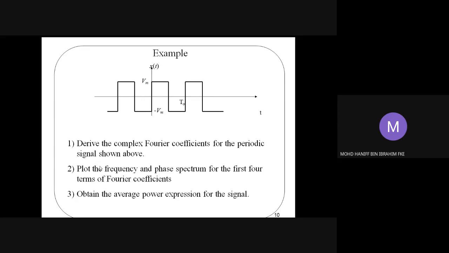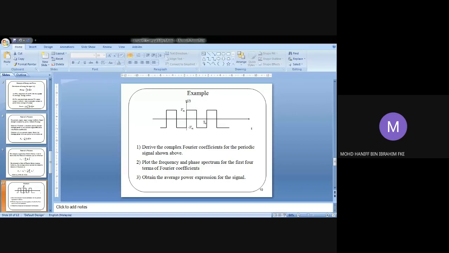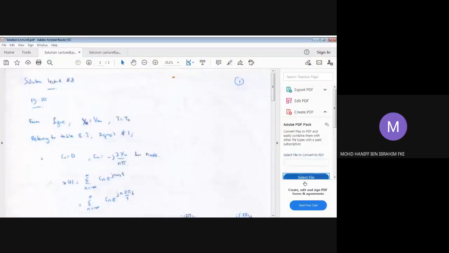Okay, so let's have a look at the solutions for this example. For these questions, we know that X naught should equal Vm. This is when we compare the table signal with the given question. So the X naught, which is the amplitude of the signal, will be Vm, while the period is T naught.